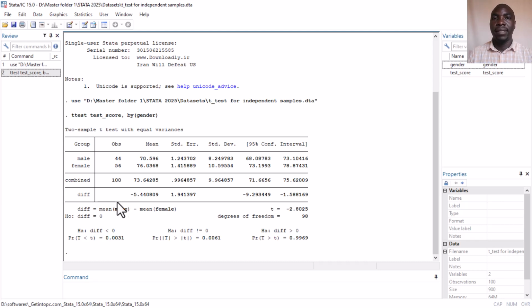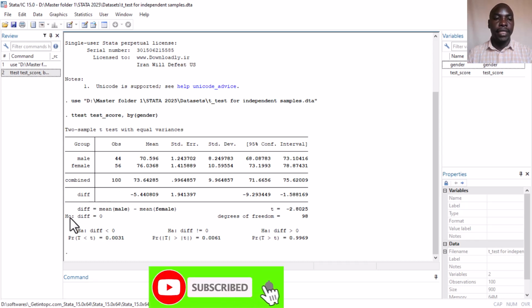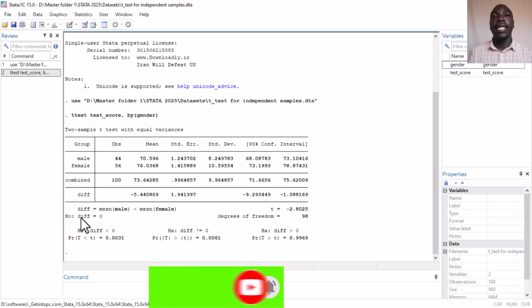because this would depend on what you put first. Below this table, we also have the null hypothesis, which states that the difference between the test score of the two groups that you're comparing is equal to 0. In other words, they are the same. There is no difference. We have the t-value and the degrees of freedom, which is now 98, n-2.